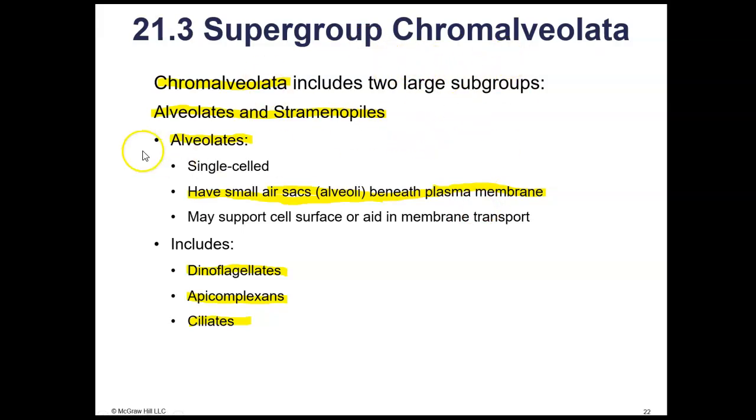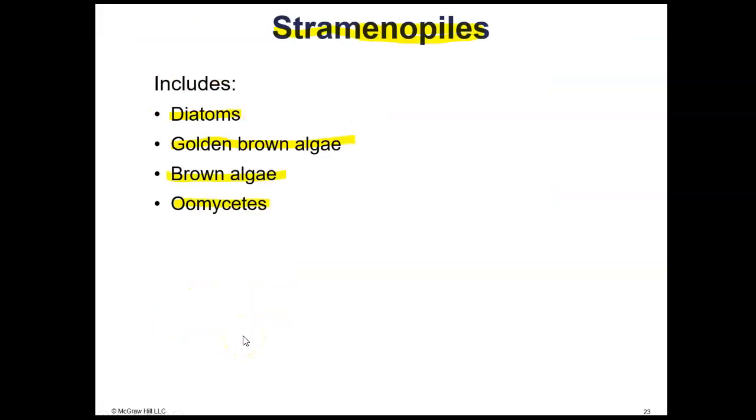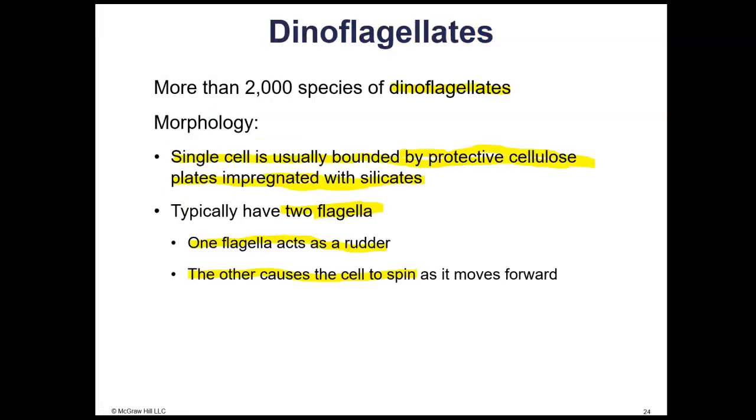supergroup, the chromalveolata, and it contains the alveolates and straminopiles. The alveolates have small alveoli, like the air sacs in our lungs. That's what they're named for. So they have small air sacs or alveoli beneath their plasma membrane, and that's what gives them their name. The alveolates include the dinoflagellates, apicomplexans, and ciliates. The straminopiles include the diatoms, golden brown algae, and oomycetes.